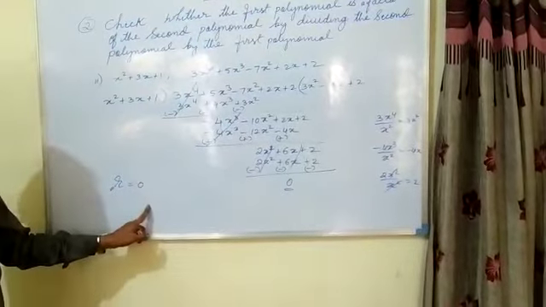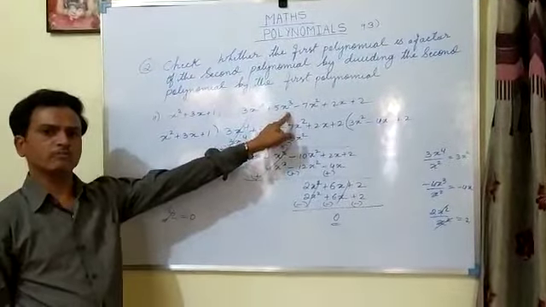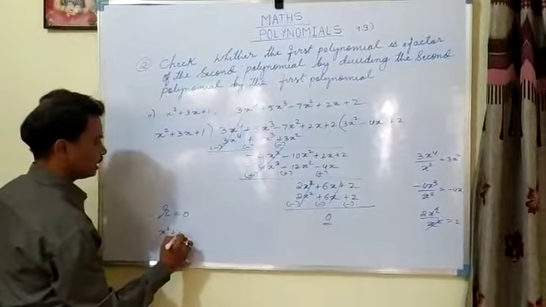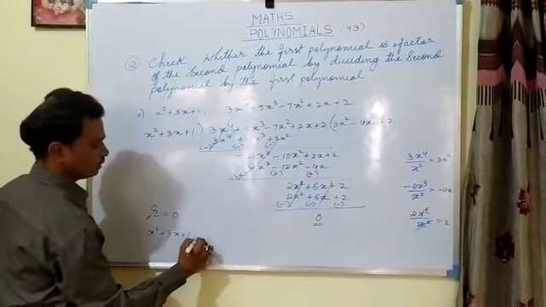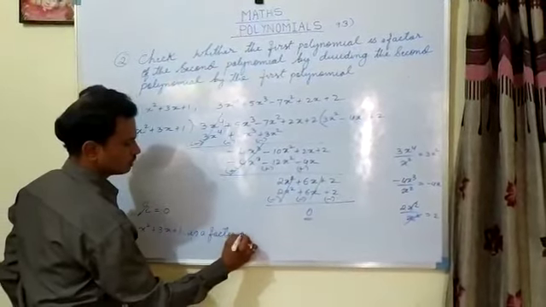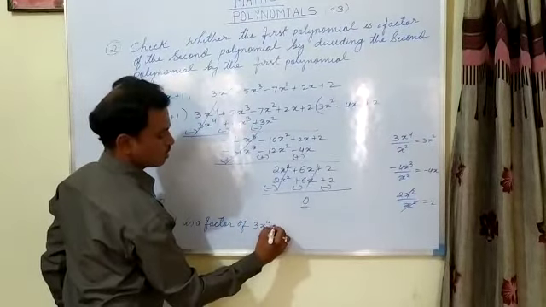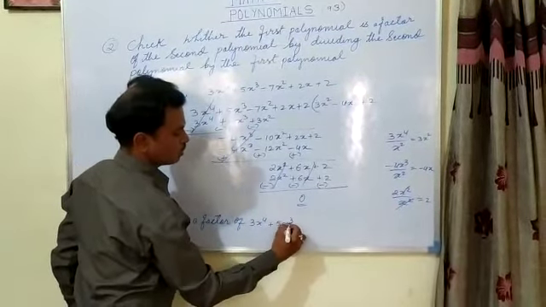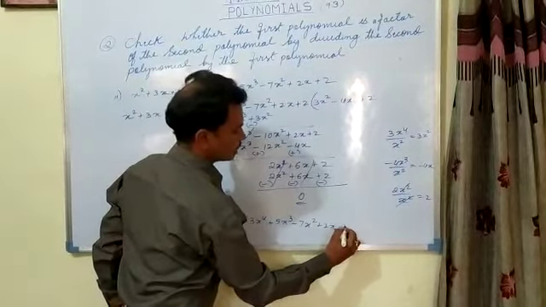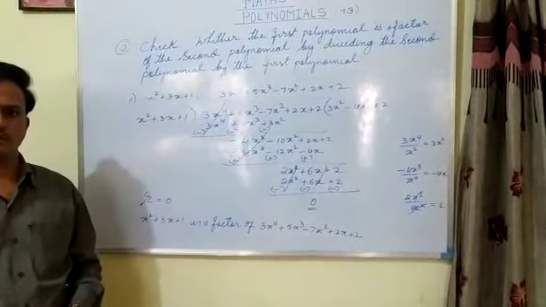When the remainder is 0, your first polynomial is a factor of the second polynomial. Therefore, x square plus 3x plus 1 is a factor of 3x to the power of 4 plus 5x cube minus 7x square plus 2x plus 2. Okay, read out. Okay, thank you.